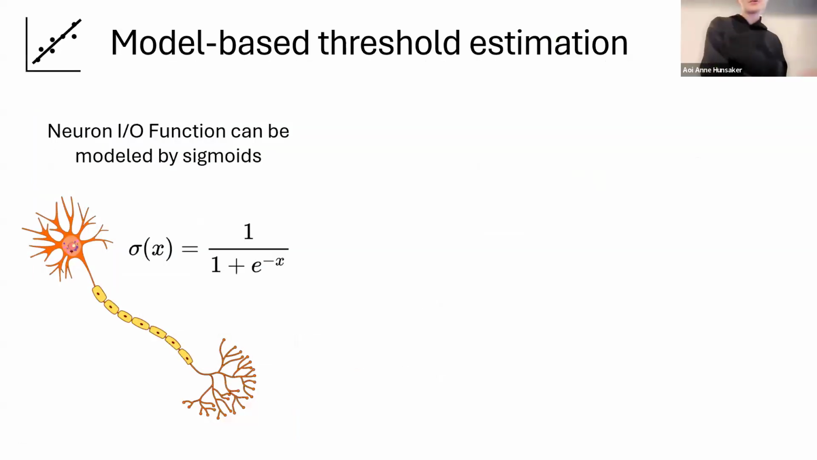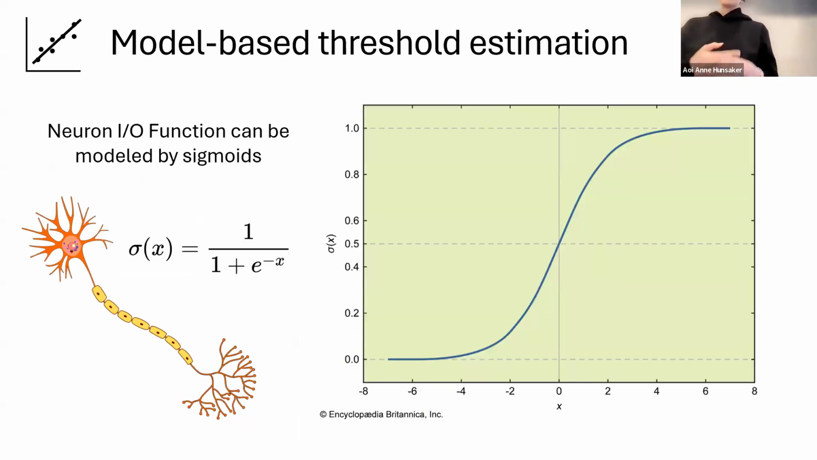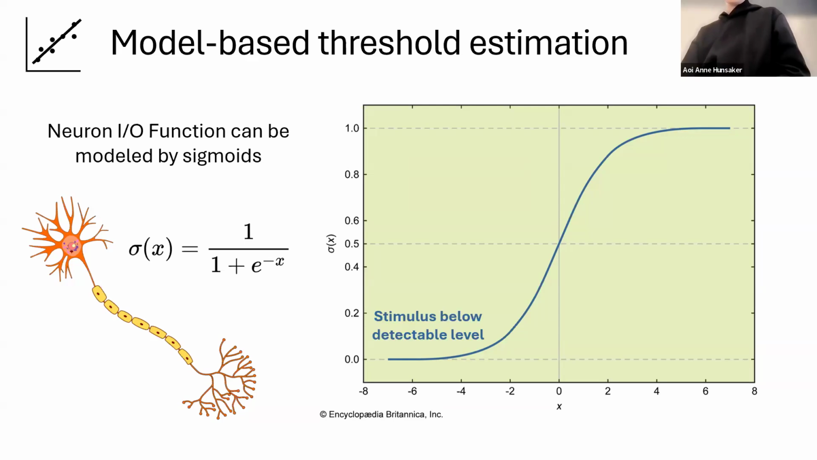And now focusing on the model-based threshold estimation process, since we are measuring neuronal activity, you can generally model its input-output function using a sigmoid. Specifically, a sigmoid effectively models the output of neurons as it relates to input stimulus strength. So the bottom asymptote here represents when the stimulus is below a detectable level for the neuron or population of neurons, and thus there's no change in output.